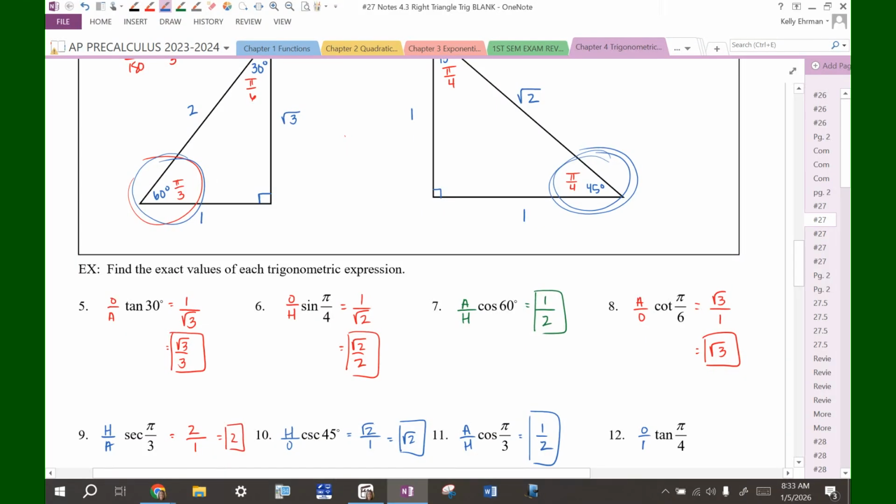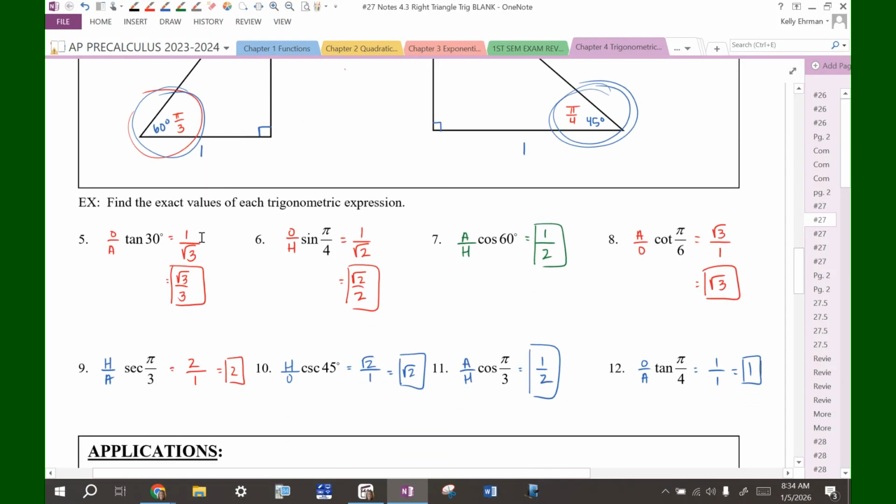Tangent is opposite over adjacent. 1 over 1 is 1. When we have speed quizzes, they will be these problems. What's the tangent of 30? What's the sine of pi over 4? What's the cosine of 60?